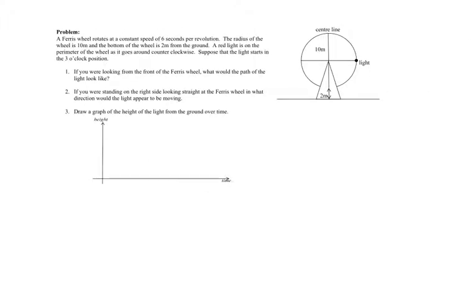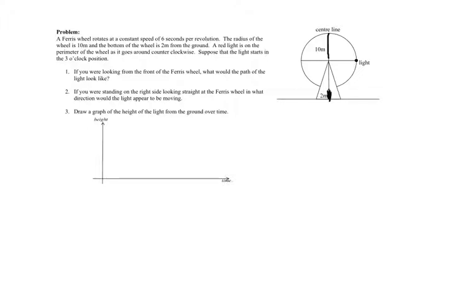Okay, so we're going to think about a Ferris wheel that rotates at a constant speed, 6 seconds per revolution. So 6 seconds to go all the way around. That's actually, I think, kind of fast. The Ferris wheel is 10 meters in radius. So we've got our radius, which will be consistent all the way around. And then it's 2 meters off the ground over there.